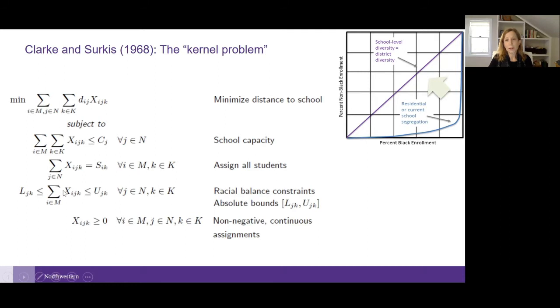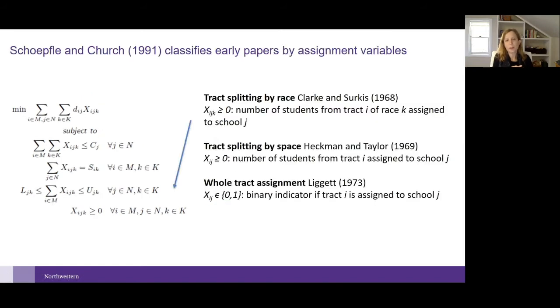And so in the assignment of students to schools, there would be upper and lower bounds on the number of students to balance students by race. So in one of the papers in the early 90s reflecting on some of this early work, there's a really nice classification of the papers by how decision variables were defined. And a lot of this initially really is limited by computational power and what could be solved. And so this first paper that I talked about, and again, this is really just adapting the transportation problem to the school redistricting problem, you see what's known as tract splitting by race. So Xijk, and these are continuous variables. So again, easier to solve.